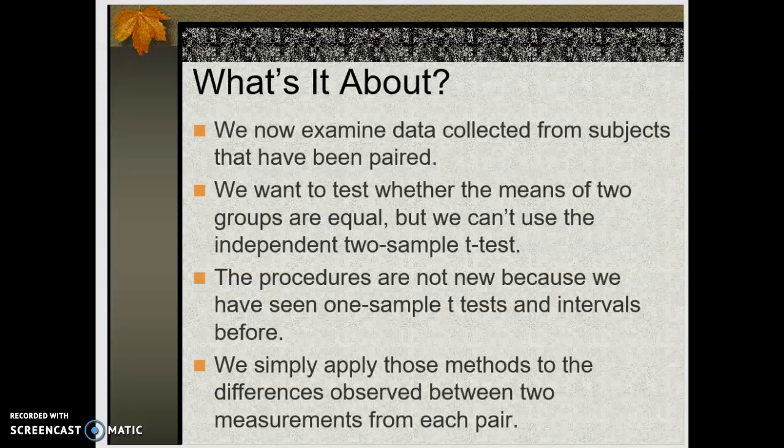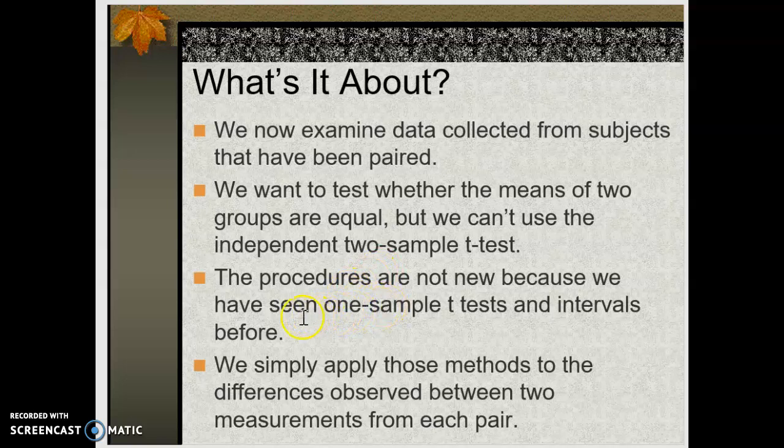We're going to look at data collected from subjects that have been paired up, and this could be two different people or objects or whatever, two different measures that have been paired up, or in the case of people it can be like a situation where it's a measurement before and after some experiment. We want to test whether the means of two groups are equal, but we can't use the independent two-sample t-test like we did in the last chapter.